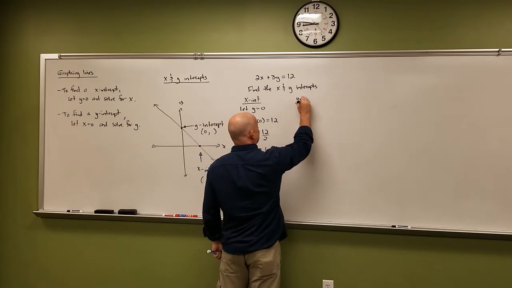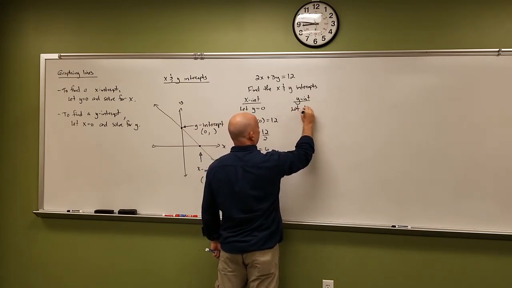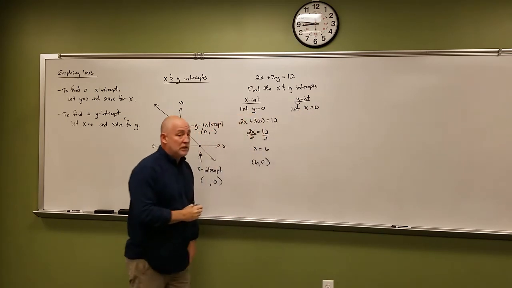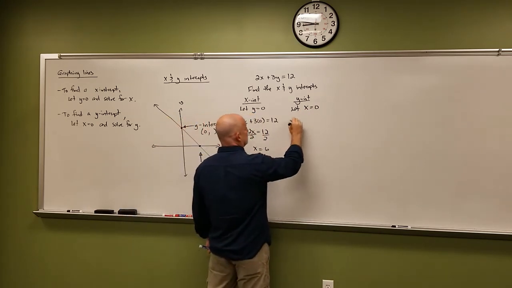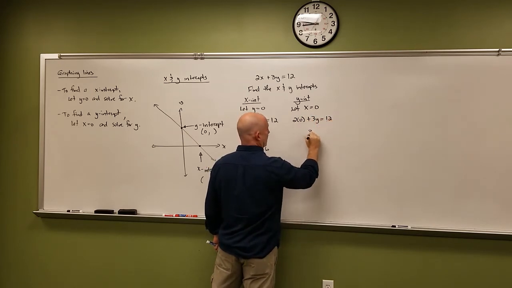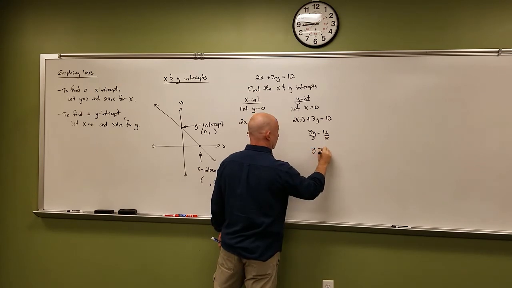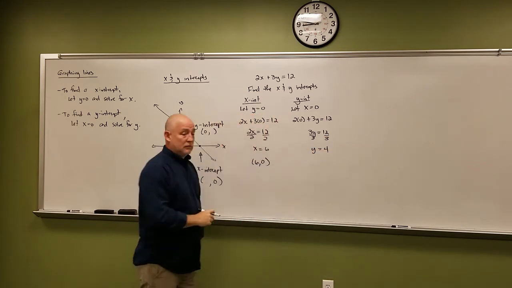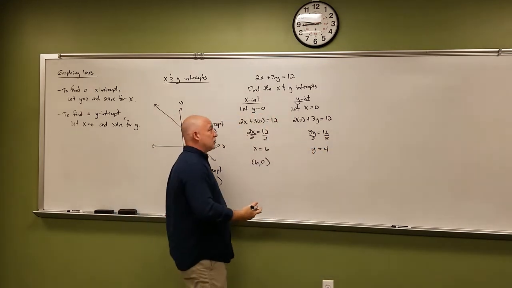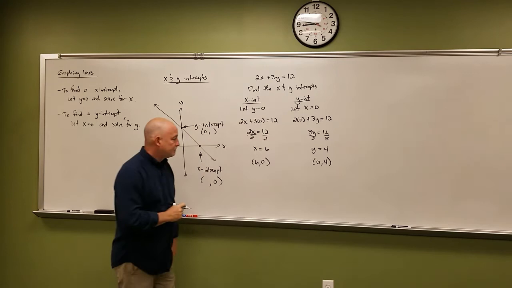For our y-intercept, basically do the same thing. We're just going to switch it up. We're going to let x be equal to 0. So that's 2 times 0 plus 3y is 12. 3y is 12. Again, very easy to solve. We get y is equal to 4. Remember, y equals 4 is not our answer. We're looking for a point, so this would be the point: x is 0, y is 4.